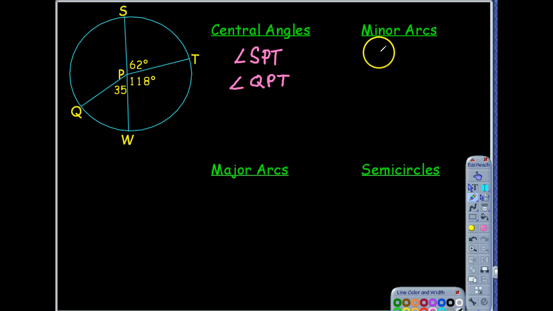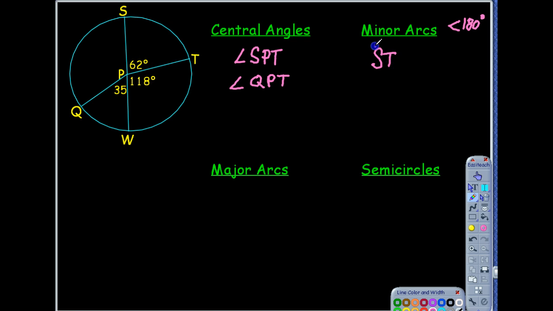Let's move to some minor arcs. Now, minor arcs, remember, I'm going to make a note, they measure less than 180 degrees. So keep that in mind. So let's name some minor arcs. Well, I'm looking at the 62 degrees. That's definitely less than 180. So arc ST is a minor arc.